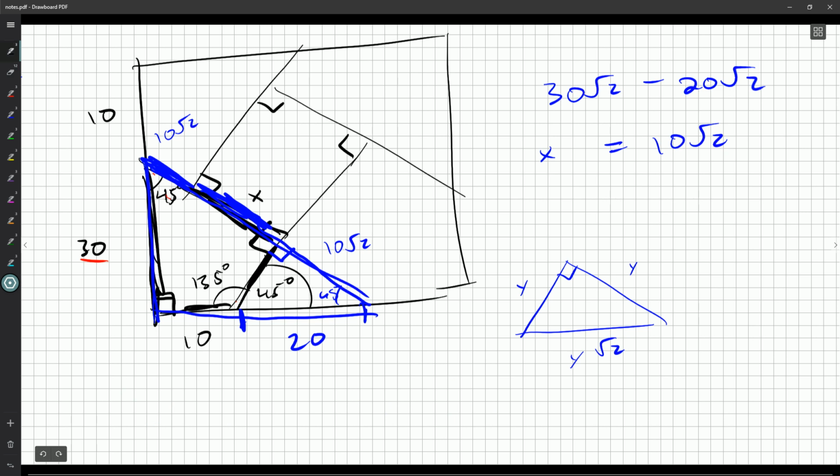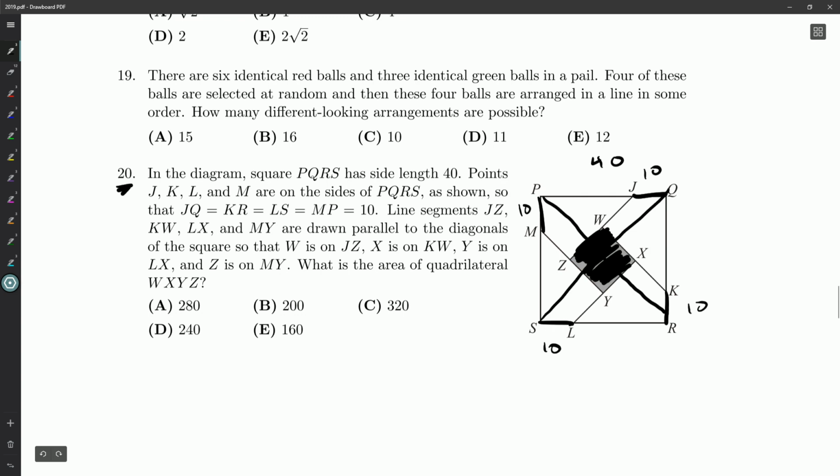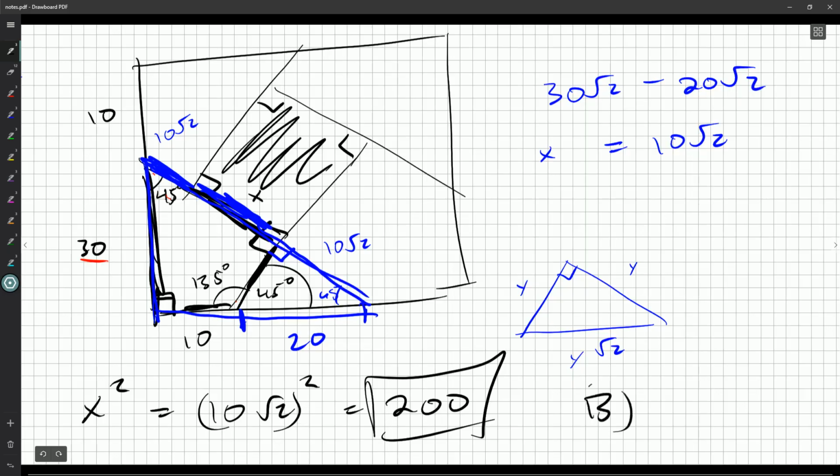Okay, so if x is 10 root 2, what's the area of this shaded square? Well, it's x squared, so 10 root 2 squared should be 200. And there we go. And 200, is that one of our answers? Absolutely it is. It's B. So we bubble in B, and we move right along.